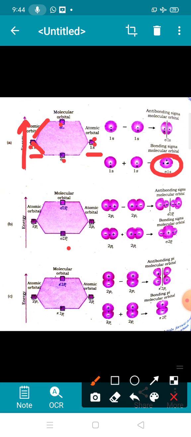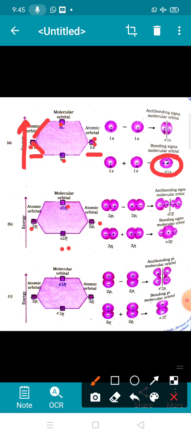Similarly, if you have p orbitals undergoing mixing of two combining atoms, one forms sigma 2pz, another forms sigma star 2pz. We consider z as the bonding axis, so the sigma bond is formed along the z axis. When two pz orbitals combine by addition, you can see the total electron cloud here. At the center the electron cloud is maximum. By combining two dumbbells, the central part becomes very electron rich, and these two dots represent two nuclei.